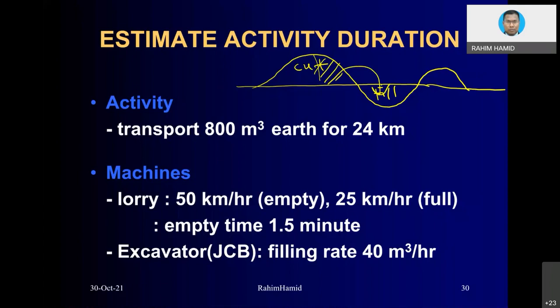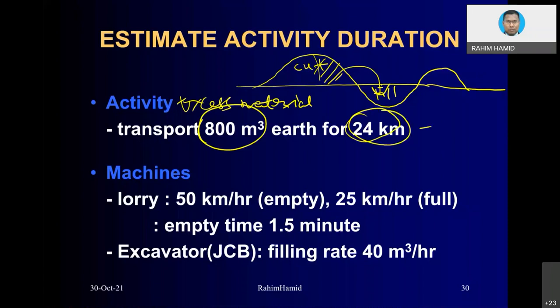This excess material or earth needs to be transported out to the dumping ground, which is located 24 kilometers away. So the activity is to move out the excess material. The quantity is 800 cubic meters. Now you need to determine what kind of machine you require. Let's say you need a dumper or lorry, and an excavator to cut or put the earth onto the lorry. This is what we call productivity related to machine, or output capacity.